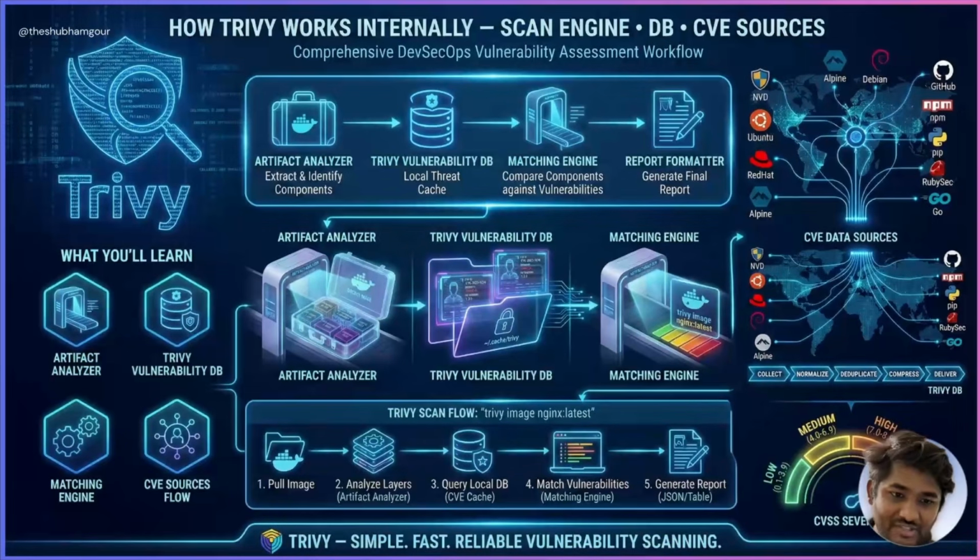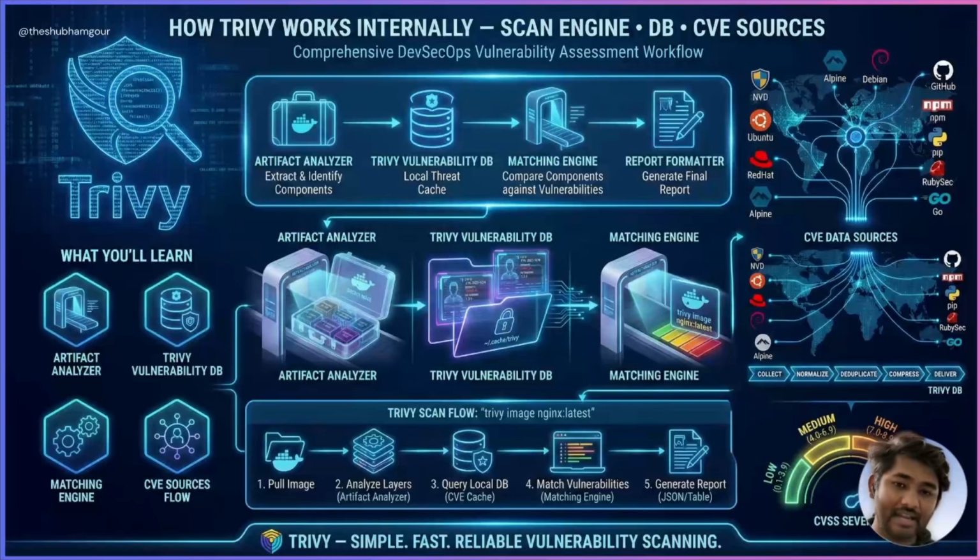So in this video, we learned about the architecture of Trivy. We learned about the artifact analyzer. We learned about the Trivy vulnerability database. We understood the function of the matching engine. We learned what the report formatter does. Okay, we understood where Trivy gets the data from and how Trivy maintains the database. There are multiple sources: package manager, operating system, GitHub security advisories. These are the multiple data sources from which Trivy maintains its database.